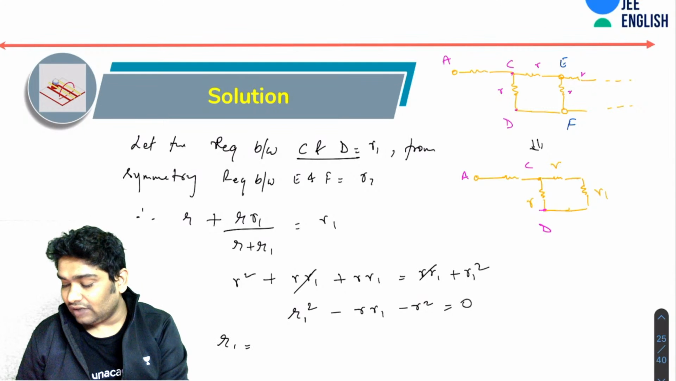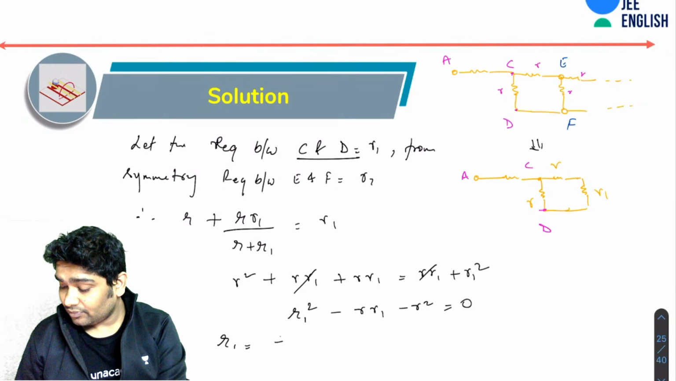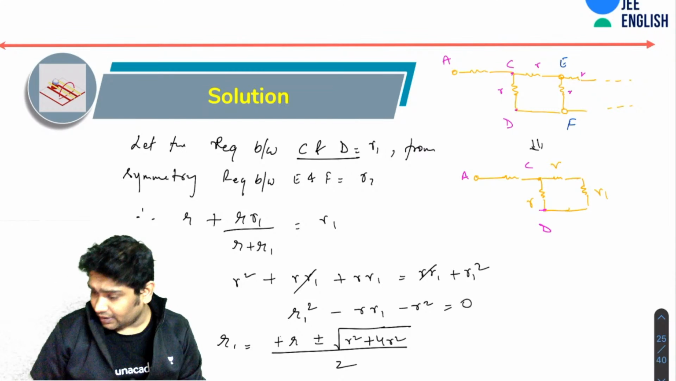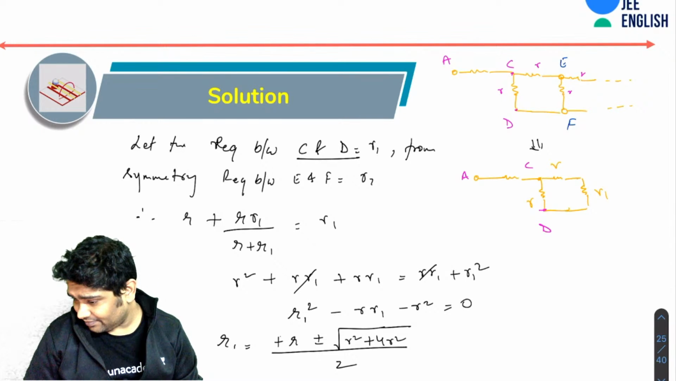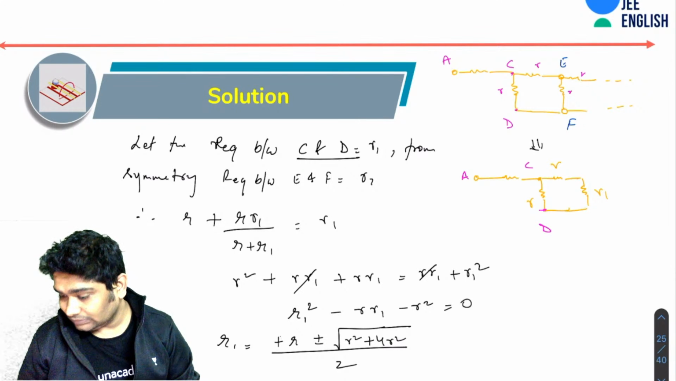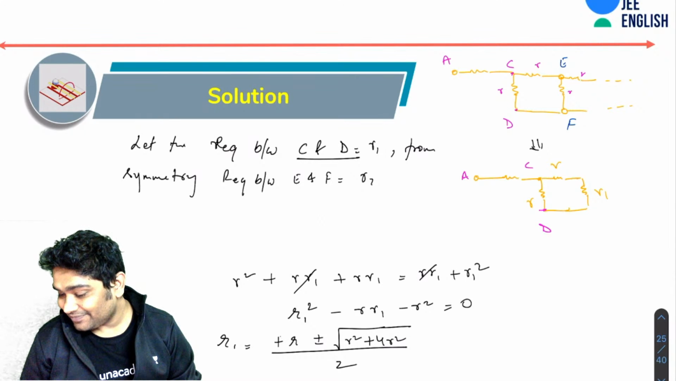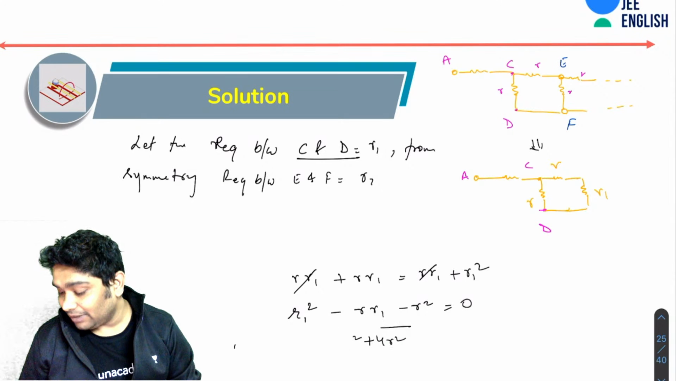So solve this quadratic. R1 would be minus b plus minus root of b square plus 4ac over 2. Okay, so I am thinking I am getting it wrong. My bad, my bad. I wrote the equation wrong.